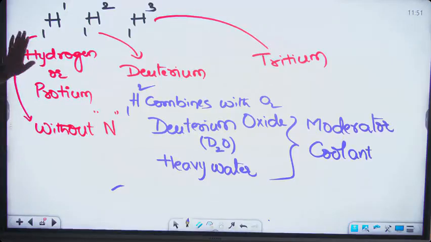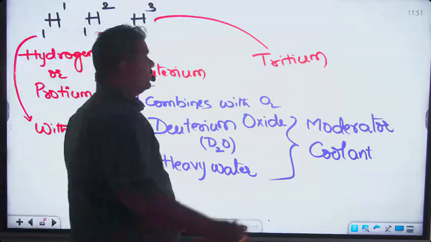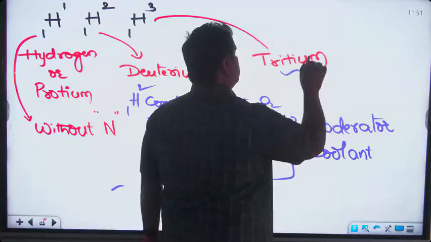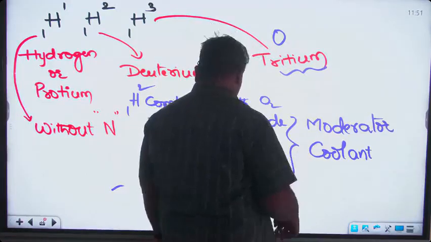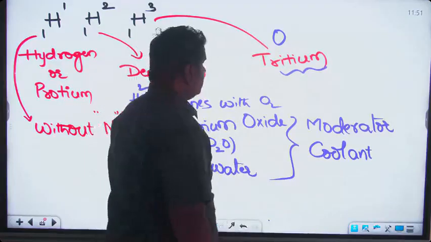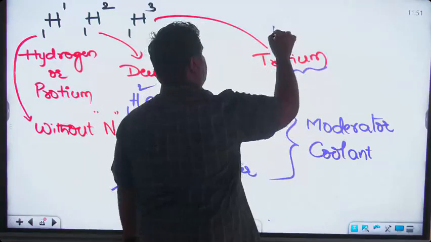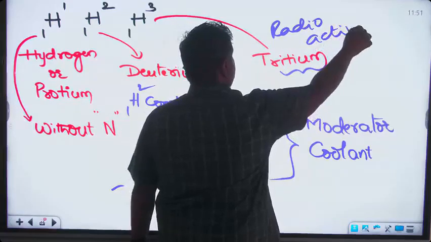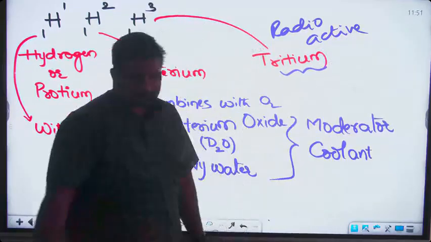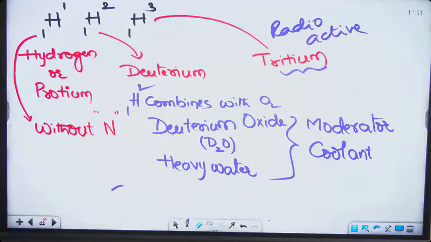Then 1H1, 1H2 and 1H3. So if you observe among these three, tritium is radioactive in nature. So only this is the one which is having some amount of radioactivity. Tritium is radioactive in nature.